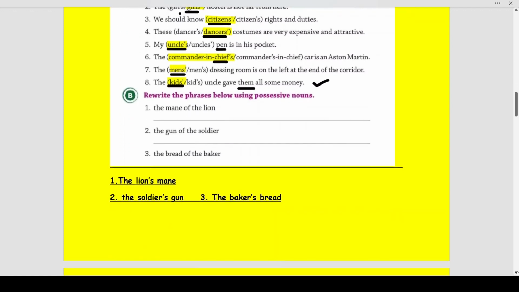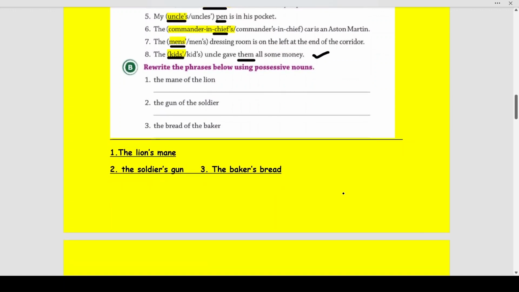Now, rewrite the phrases below using possessive nouns. The mane of the lion. The lion is the main noun. So, the lion's mane. Lion is a singular noun. Therefore, lion's mane. You have to dissect the sentence. See how it follows. Lion, singular noun, so it has to be followed by apostrophe S.